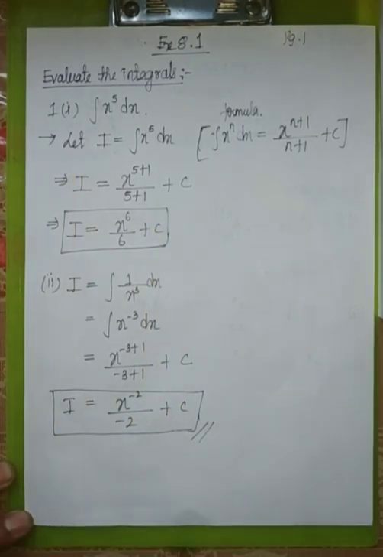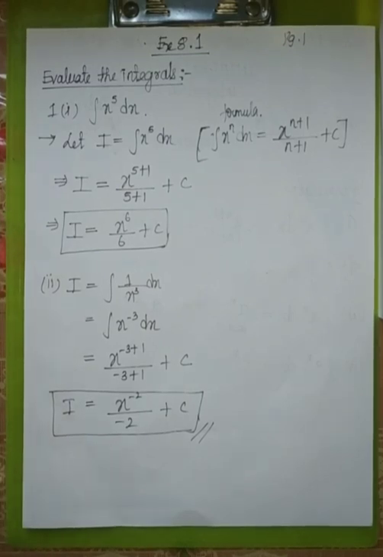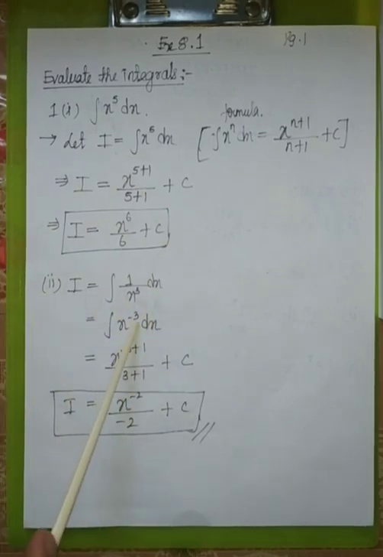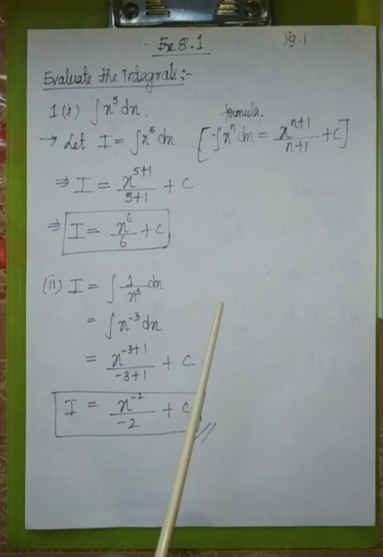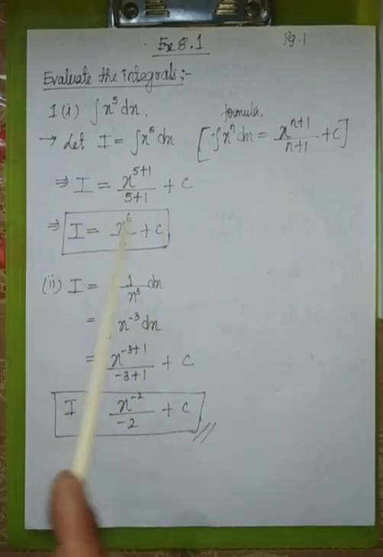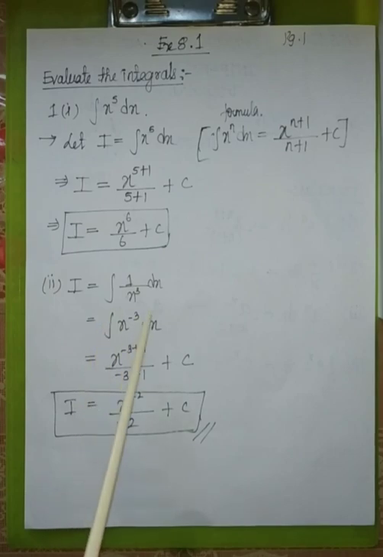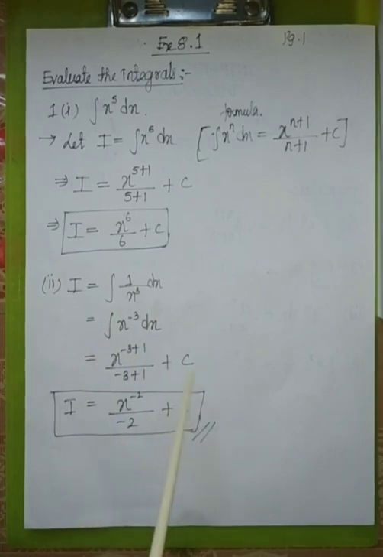I move to number 2. Part 2. The question is integration of 1 by x cubed dx. I don't have a direct formula. So hence what we'll do is we can bring this x cubed to the numerator. It becomes x to the power minus 3. And the formula is the same. Again, you use the formula of x to the power n. The value for n out here is minus 3. So x to the power minus 3 plus 1 divided by minus 3 plus 1, plus c, which will be this.